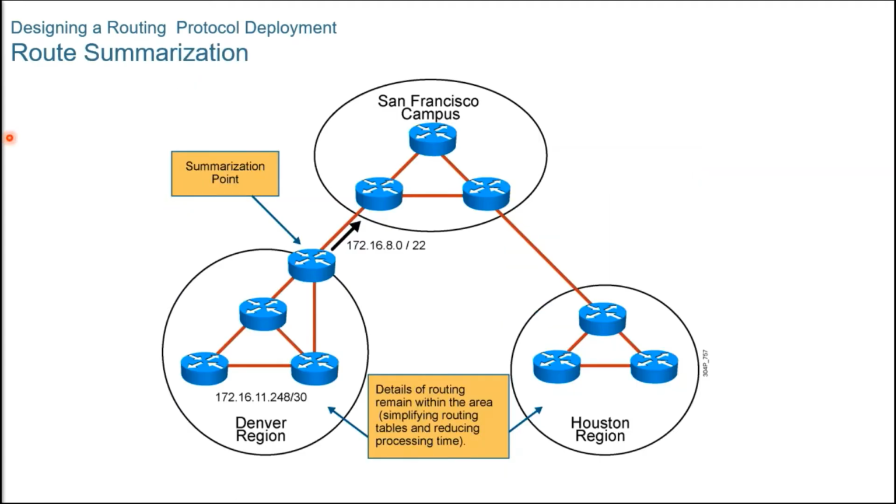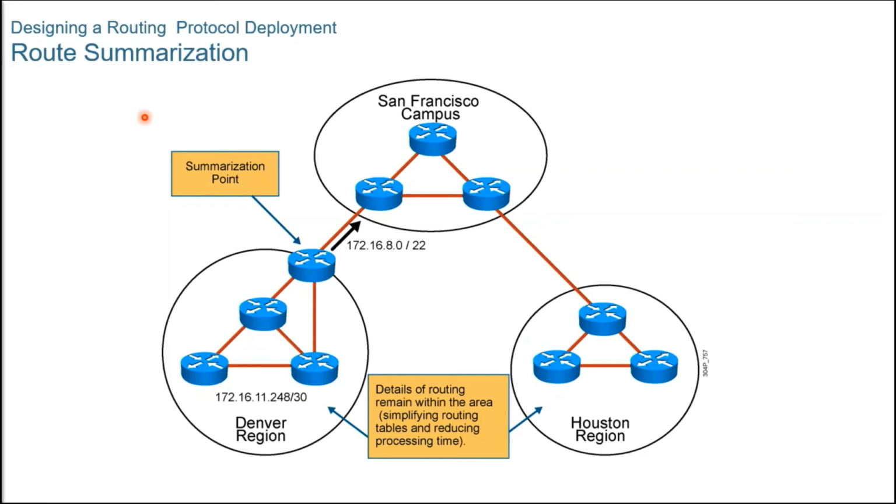Okay, so the next one would be route summarization. Route summarization is also called route aggregation or supernetting. In route summarization, a single summary address in the routing table represents a set of routes. Summarization reduces the routing update traffic, the number of routes in the routing table, and the overall router overhead in the router receiving the routes.